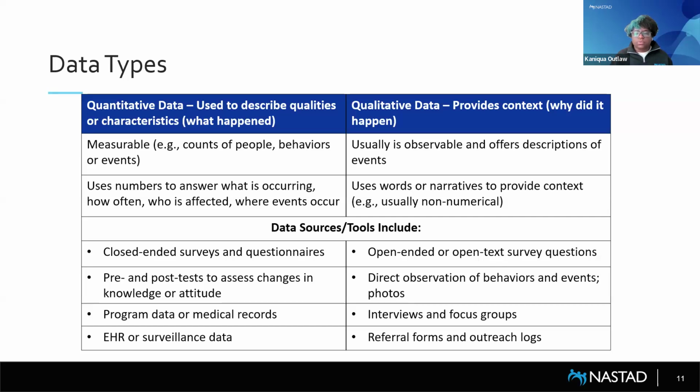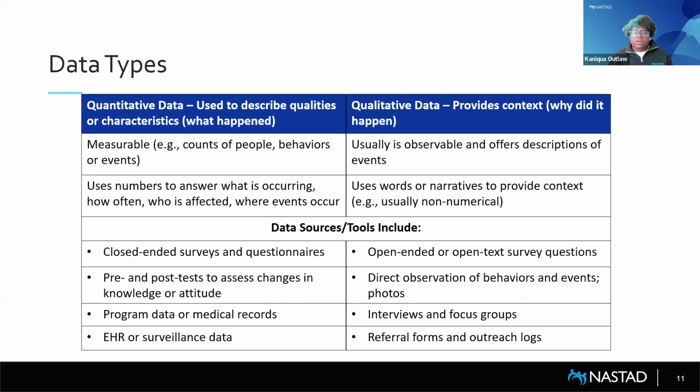And this is also integral, like I mentioned before, if you want to compare your program outcomes to state or national benchmarks. So how well do I do against my counterparts? For a similar population, for a similar initiative, how do we compare? Where do we see gaps, or where do we find opportunities to really narrow what those gaps might be?